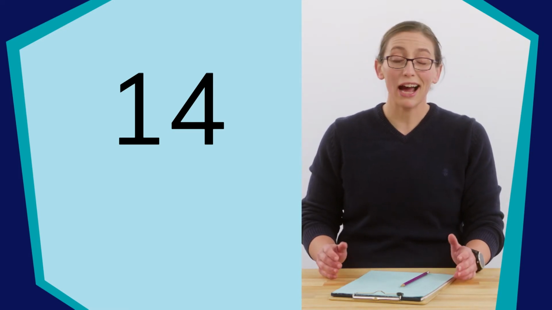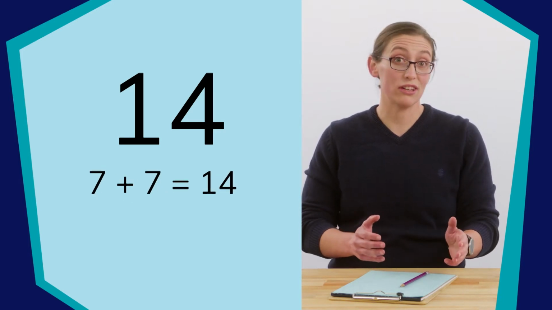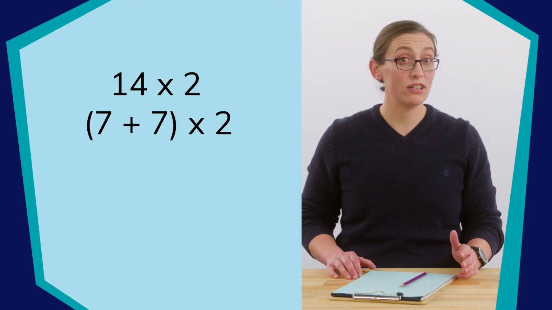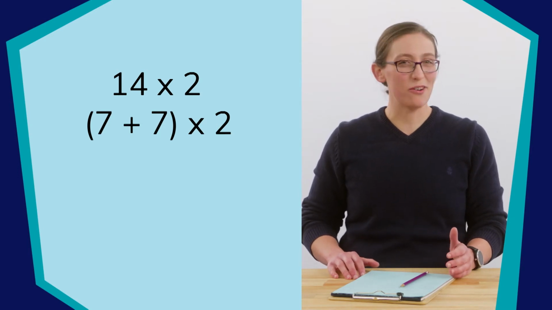So let's look at another strategy that someone thought of. I heard someone notice something about 14 that made it easier for them to think about how to multiply the numbers. They said, I know that 14 is the same value as 7 plus 7. So I started there. So we can write 14 times 2 as (7 plus 7) times 2. Oh man, that really is helpful.